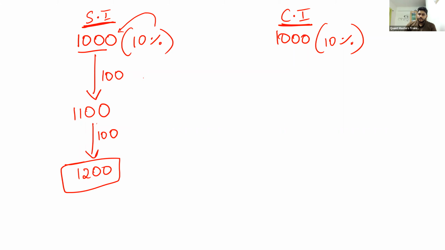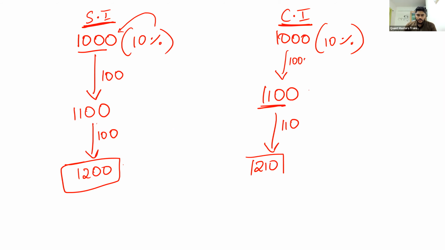Now coming to compound interest, 10% of 1,000 is nothing but 100. So at the end of 1 year, I pay 1,100. Now second year, whatever is my amount becomes my principal. So 10% of this is 110. So I'll be paying 1,210. What is the difference I got, sir? Difference I got is 10.